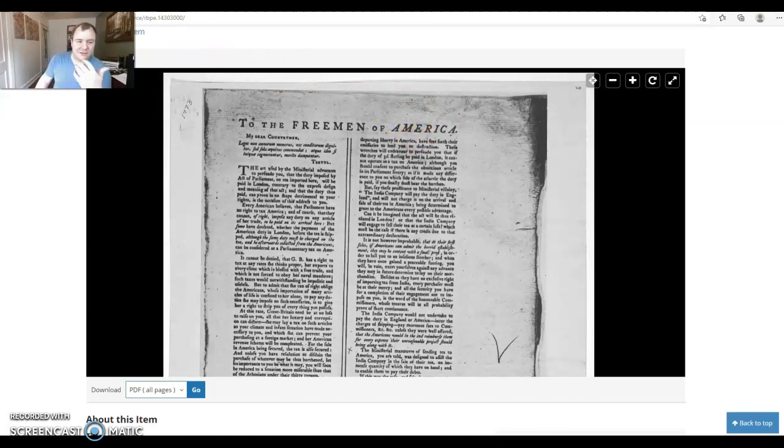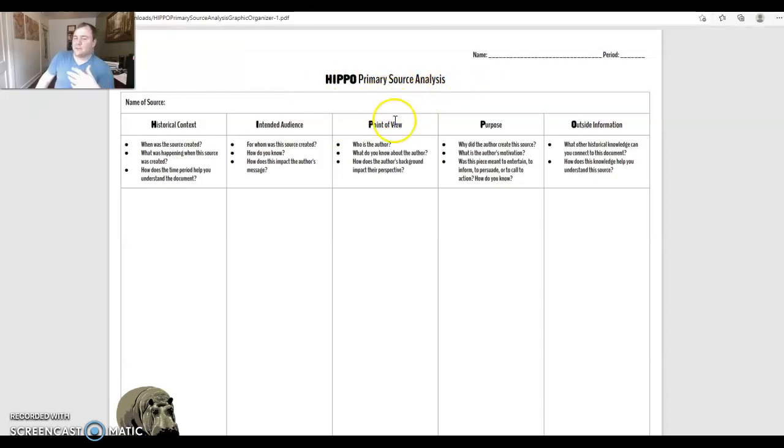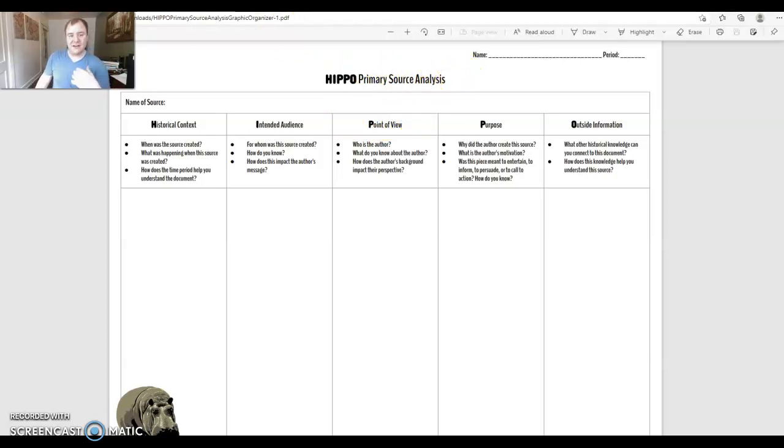All right, so let's look back at the HIPPO primary source analysis. The first thing we're going to want to do is look at the historical context. So we want to figure out when the source was created, what was happening when this source was created, and how knowing the time period helps us understand the document. All right, so let's go back to it.